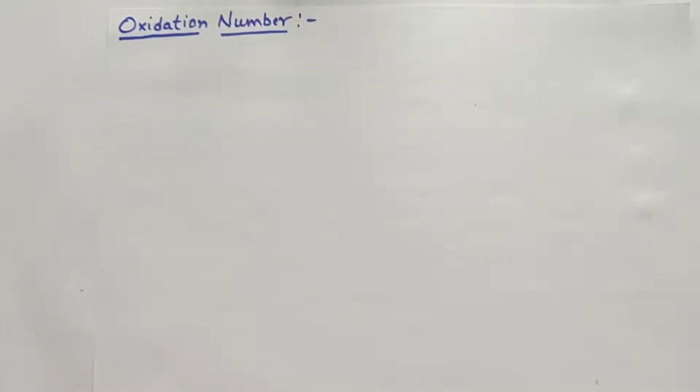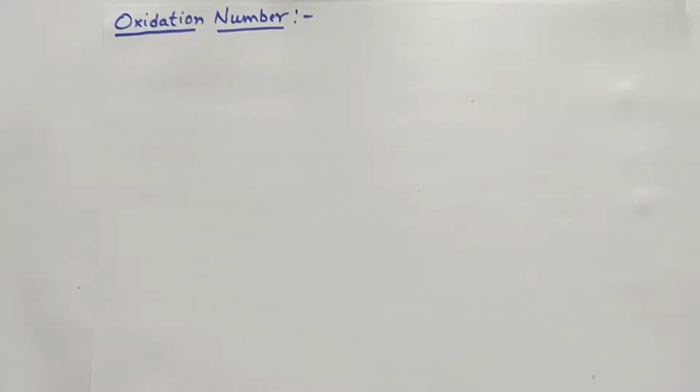Students, let's discuss the term oxidation number. This is the most important topic of this chapter, so stay focused. It represents the number of electrons gained or lost by an atom when it changes to compound from its free state. I repeat, it represents the number of electrons gained or lost by an atom when it changes to compound from its free state.